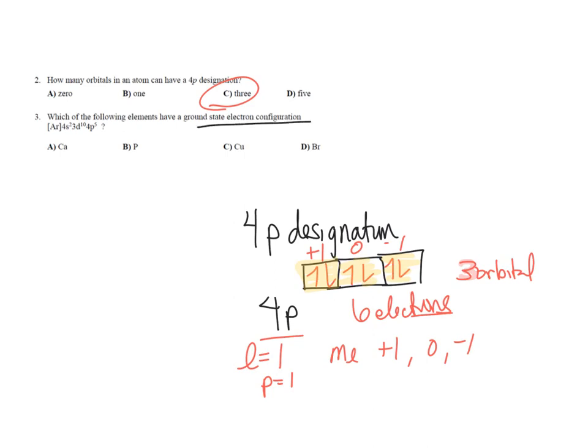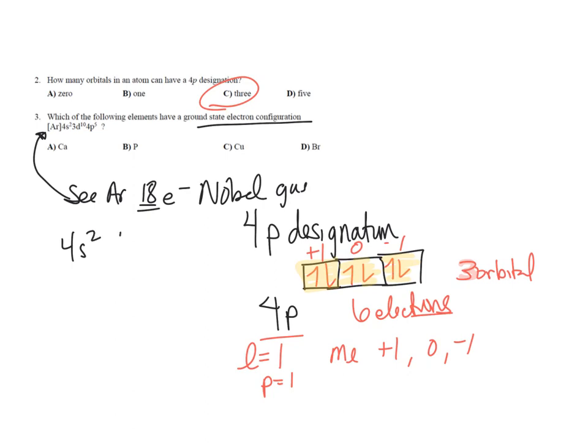Okay, this is electron configuration. Which of the following elements have a ground state electron configuration? Now I have my periodic table out, so I'm looking at my periodic table, and this is the condensed or shorthand. So I'm going to go all the way to argon, and so I see that argon is 18. So number 18 electrons, that's the noble gas. And then I go to 4s2. So 4s2 gives me the calcium.